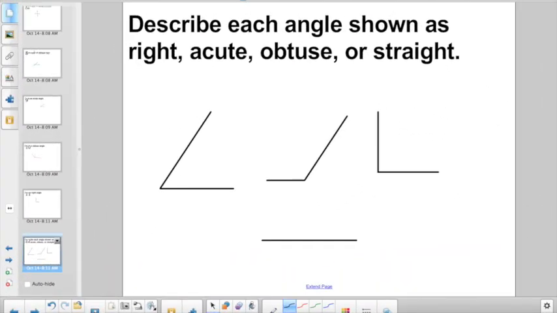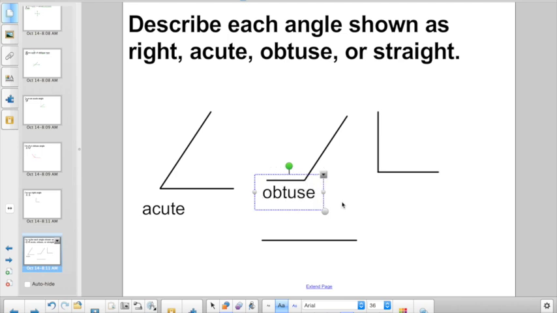Here they're going to ask us to label or describe each angle shown as right, obtuse, or acute. So take a look at this one right here. He looks to be less than 90 degrees, so he is our acute little angle. This guy over here, he appears to be more than 90 degrees. He's our obtuse angle. This guy here with a segment going straight up vertically and another one that intersects going straight across horizontally, he's my right angle, right?